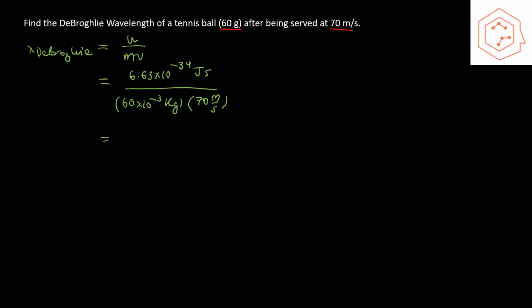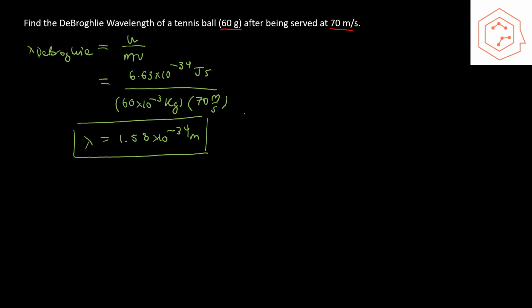If you plug that into your calculator, you'll get an answer for the wavelength of 1.58 times 10 to the negative 34 meters. So you can see that it's very small, which is why you don't notice this effect in everyday life. However, if our tennis ball was an electron and had a mass on the order of magnitude of 10 to the negative 31, then the wavelength would be much larger and certainly noticeable.